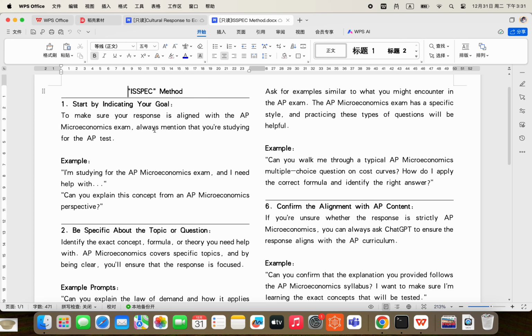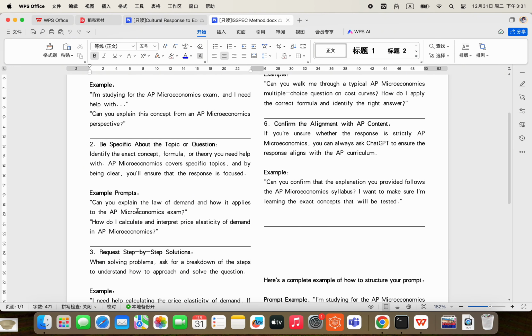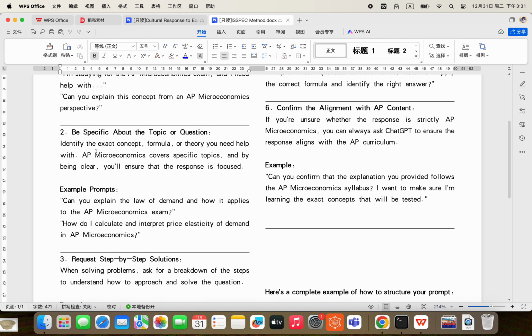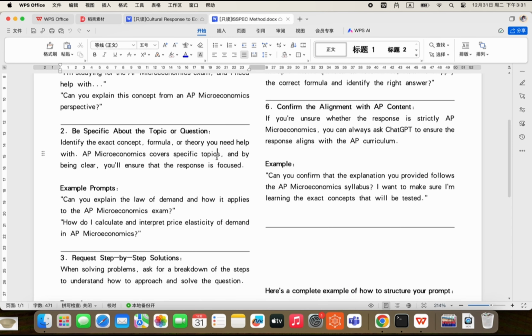For example, you should start with, I'm studying for the AP micro exam and I need help with some concepts, or can you explain this from an AP microeconomic perspective? The second thing we have to consider is that we have to be very specific about our topic and our questions. You have to identify the exact concepts and the exact theory that we need help with, because AP Economics covers very specific topics, and we have to be clear to ensure that the response is focused on something that we do want. For example, we can ask, can you explain the law of demand and how it applies?